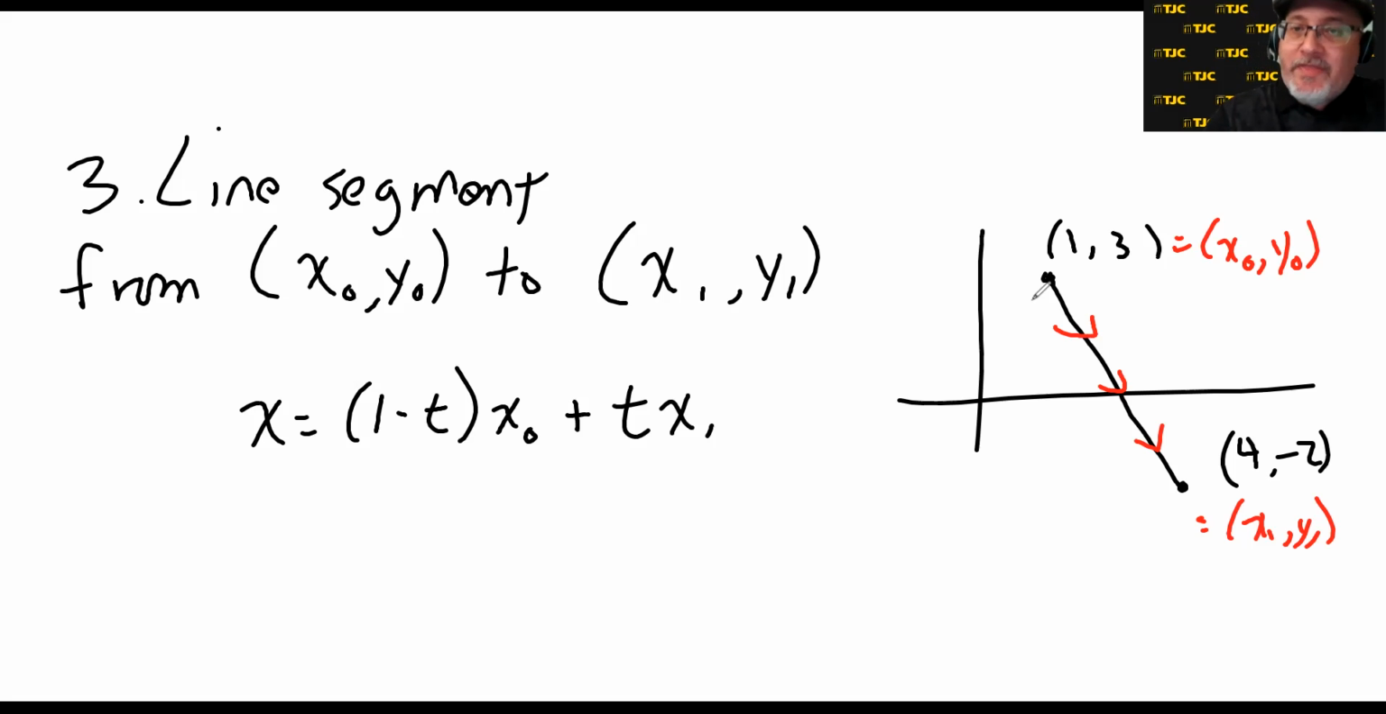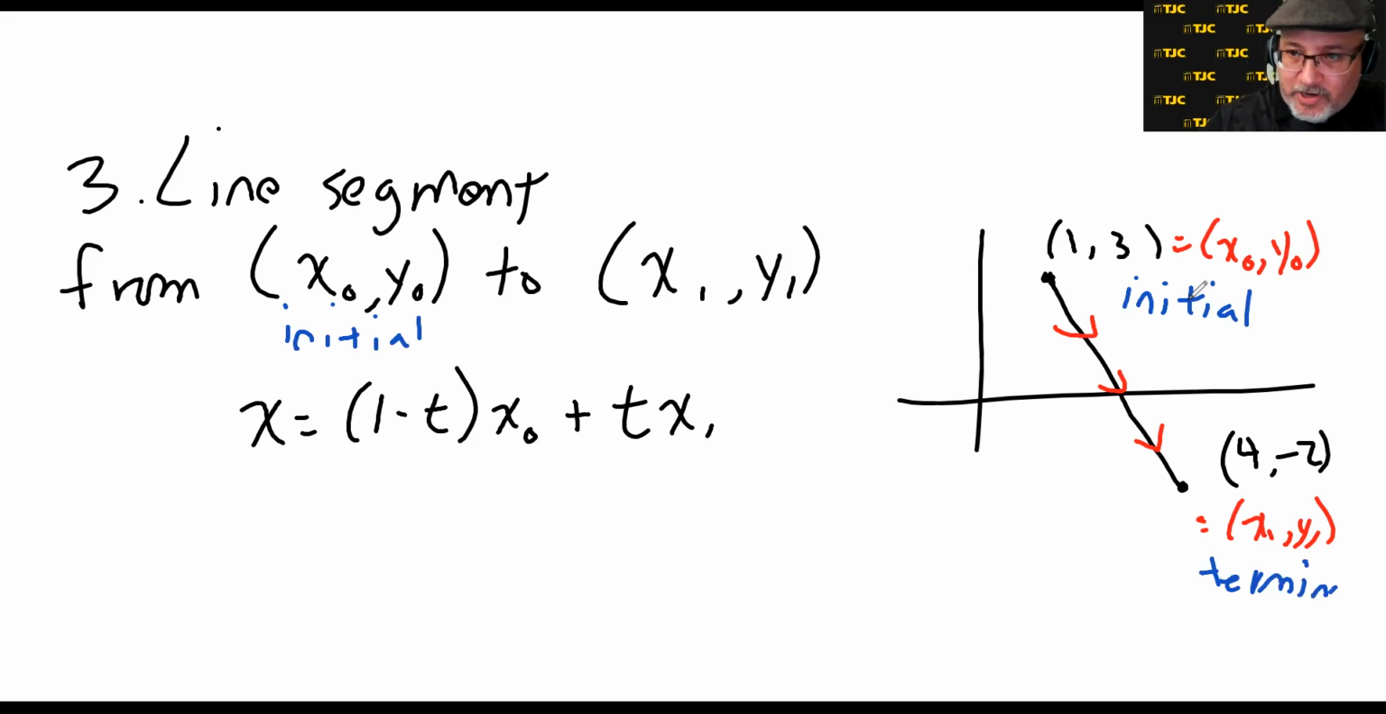and the terminal point is where it terminates. So in this particular problem, your initial point is at 1 comma 3, but in general, we're calling it x0, y0. And your terminal point, where the graph terminates, is at 4 comma negative 2. And in this case, generically, it's x1 comma y1. So the parameterization for the x is 1 minus t times the initial x coordinate plus t times the terminal x coordinate. And the parameterization for the y is exactly the same. You just change all the x's to y's.